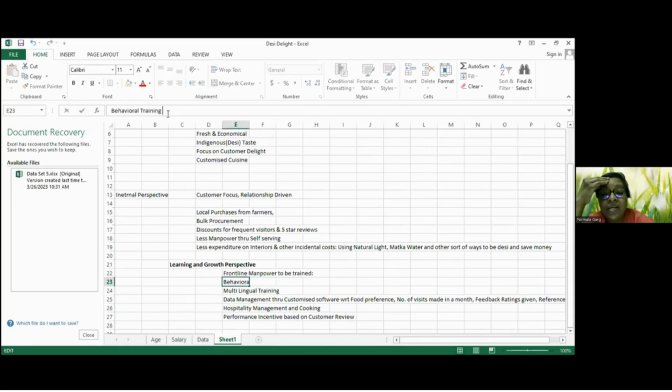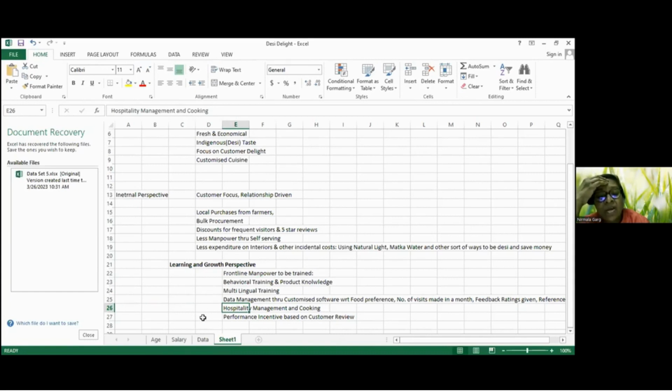Okay, excellent. In technology, data management through customer software, preferences, number of visits made in a month, feedback rating given. So all this is CRM, guys. You are saying feedback ratings also, you are establishing a CRM there to get feedback.